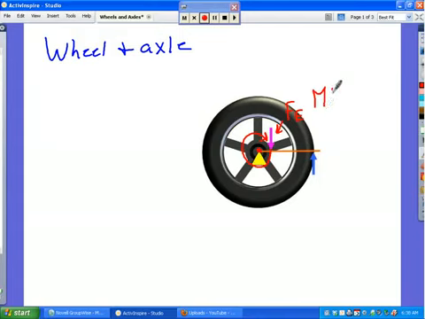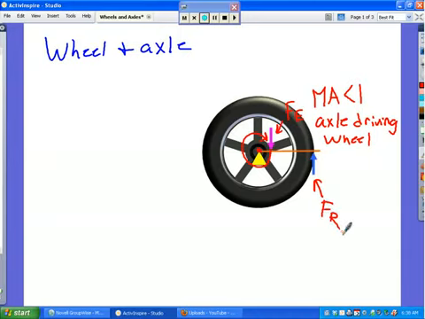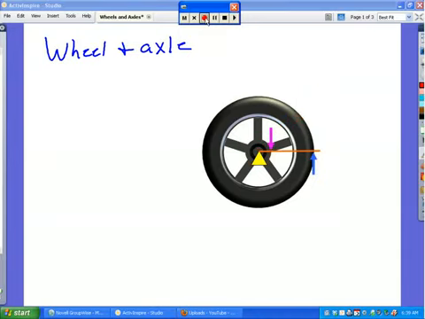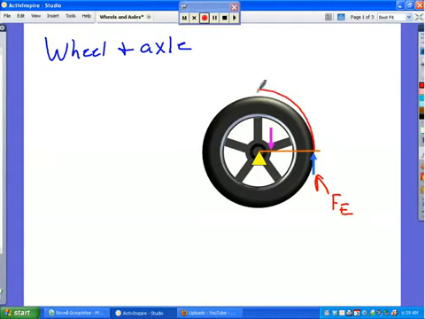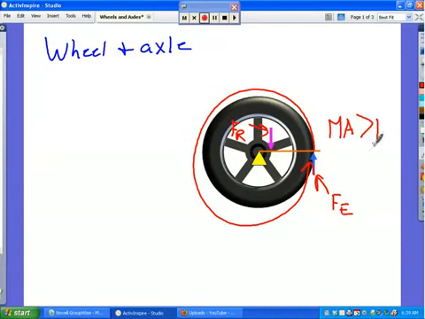That's going to have a mechanical advantage less than 1, which would mean my blue arrow in this case would be my force of resistance. If I say that the blue arrow here is my force of effort, that means the wheel is driving the axle, which would mean my pink arrow here would be my force of resistance, and the mechanical advantage is greater than 1 for when the wheel drives the axle.